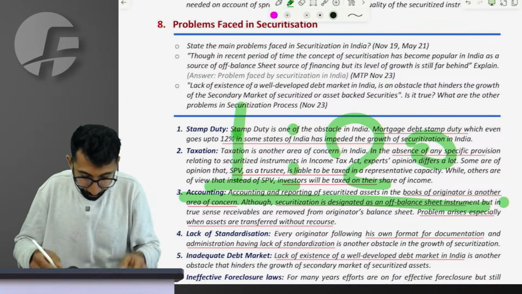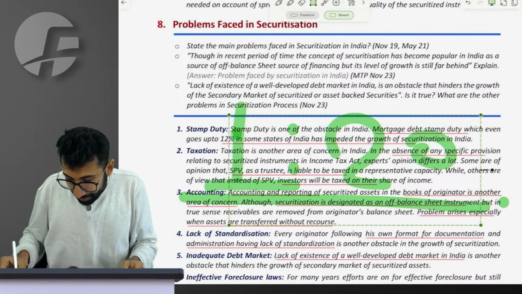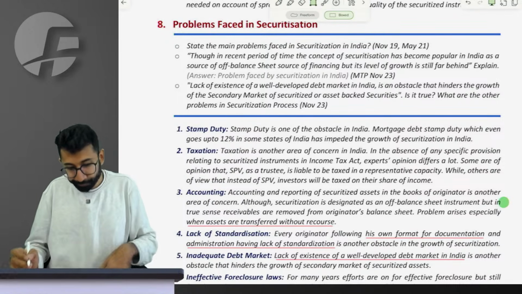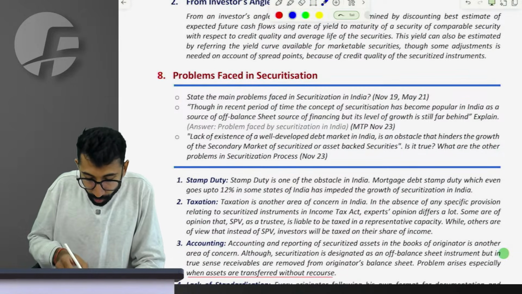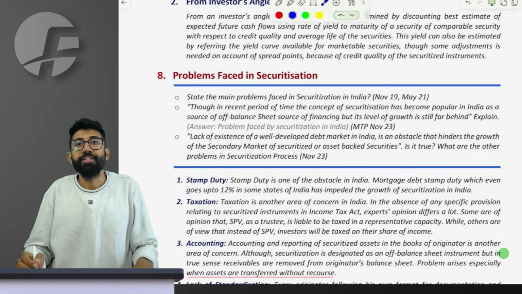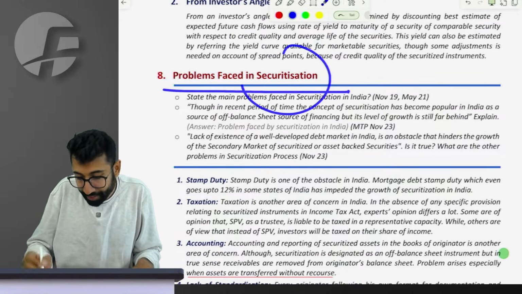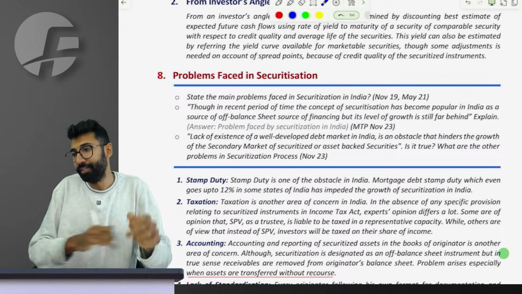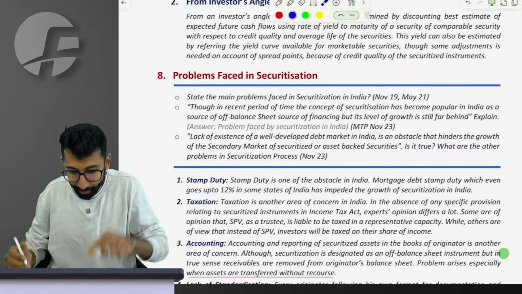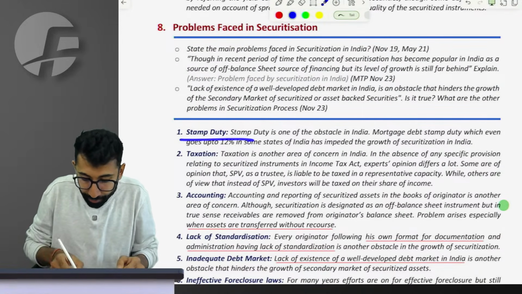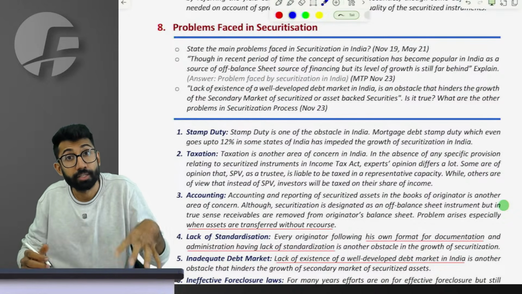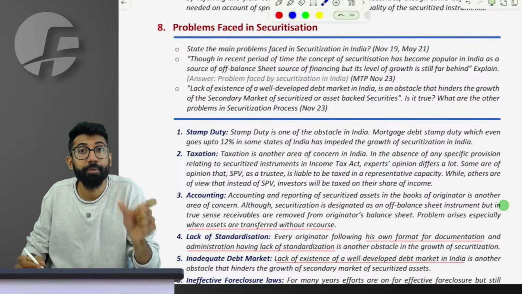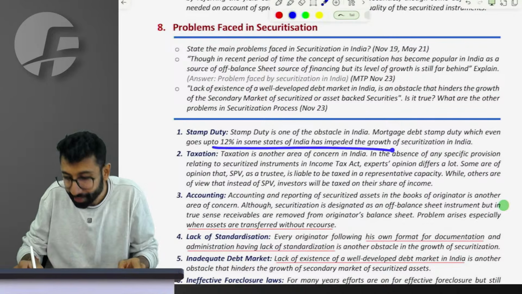People, are you all there? So we were trying to understand the problems faced while doing securitization in India. Shall we all proceed? The first thing is the stamp duty. The process of securitization involves certain things which require stamp duty charges to be incurred, which are really high.